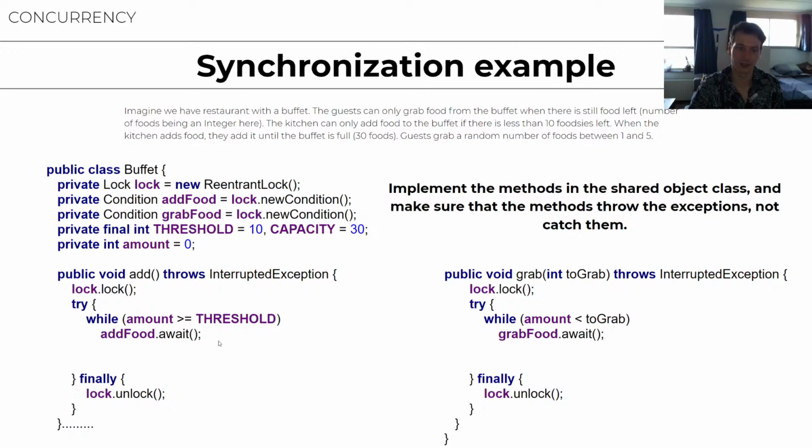Okay, next part, we can implement it further. So this is the method for the kitchen, adding the food. When does the kitchen have to wait? The kitchen has to wait while amount is larger or equal than threshold. So if there's 10 or more, we say add food.await. When do the guests have to wait? If this amount is less than the amount that they want to grab. So we say grab food.await.